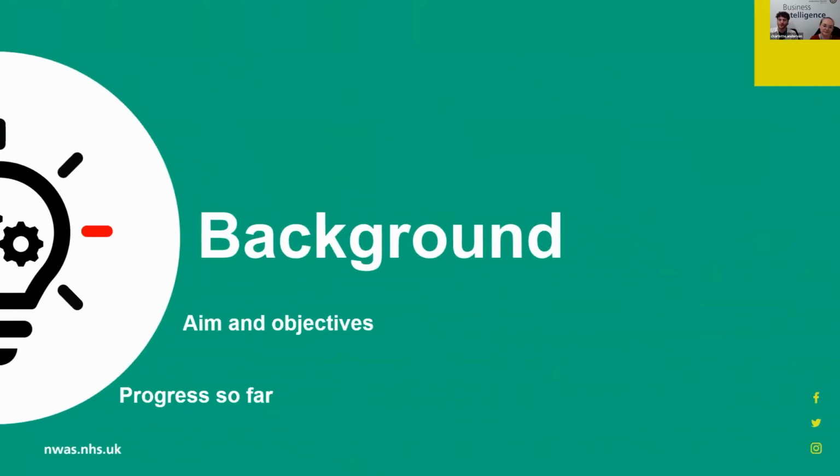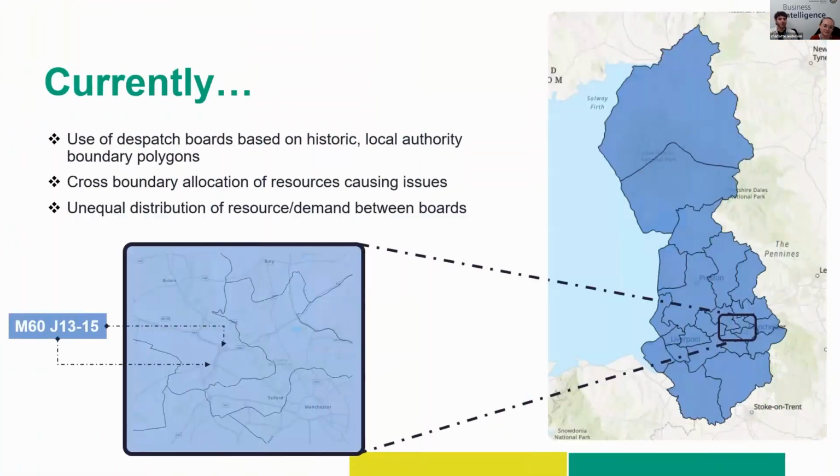I'm going to talk now a little bit about the background. Currently, NWAS uses dispatch boards, which are based on historic local authority bounded polygons, and these are what our operations teams use to dispatch our ambulances across the NWAS footprint.